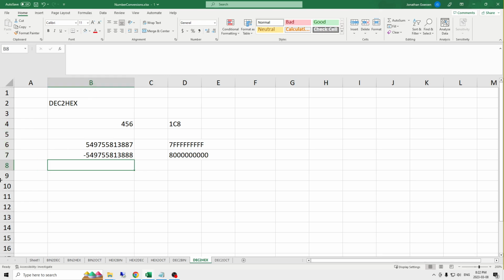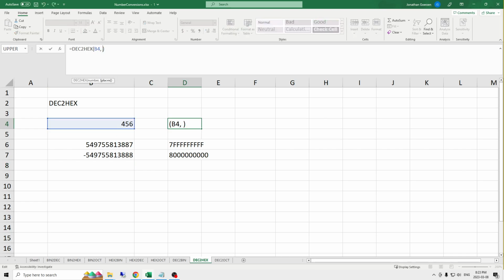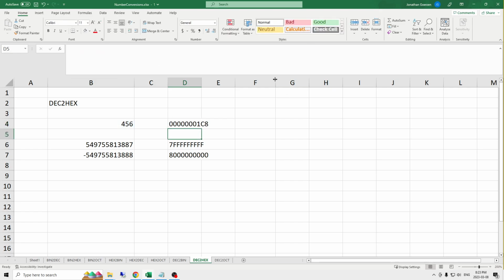Okay. There is another argument in the DEC2HEX function. It is the places argument, which can accept a value up to 10, forcing there to be 10-digit outputs from this function. Still in hexadecimal, it just adds leading zeros. And that's all that there is to this function.